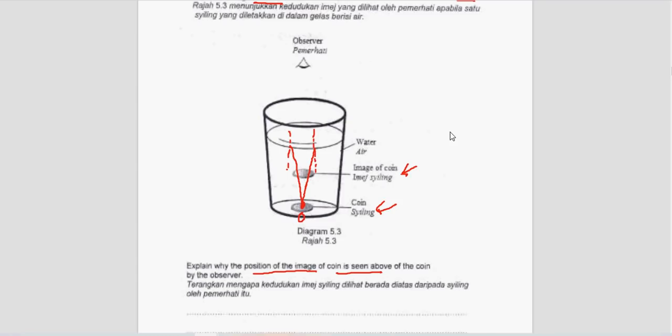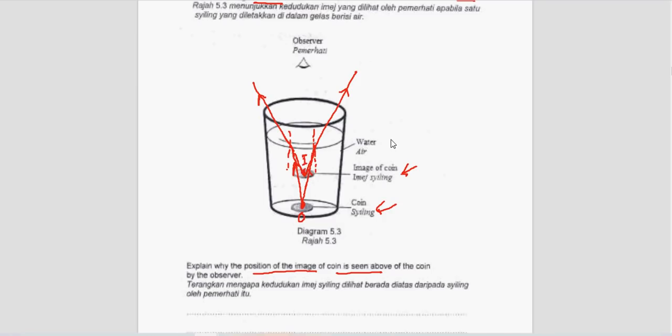Once it is coming out from the surface of the water, the air outside is less dense. Water is denser. So it means that the light will bend away from the normal line. Coming out will be like this, bend away from the normal line. And if you want to determine the image, just lengthen this, then you see it touch the image. So here is the image.